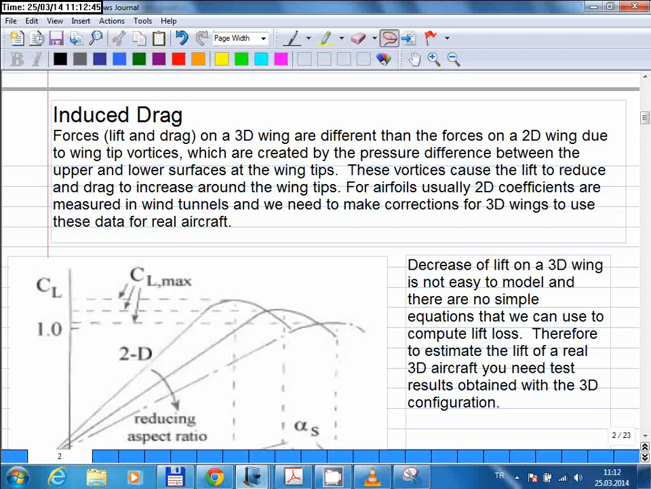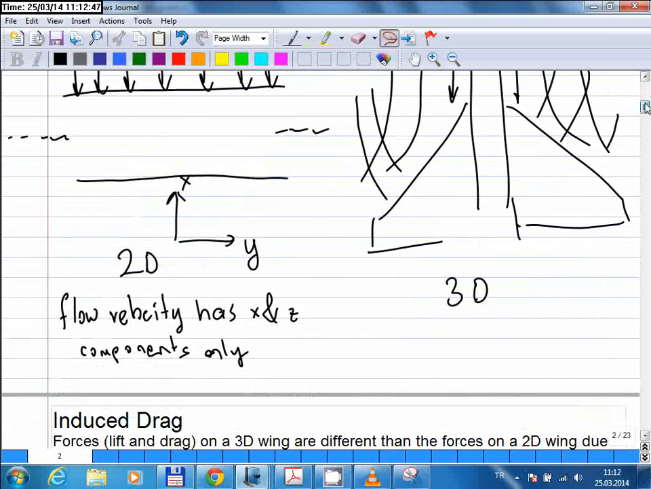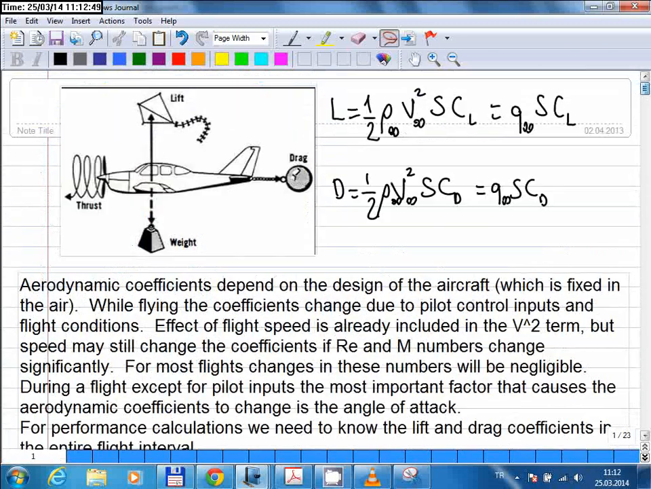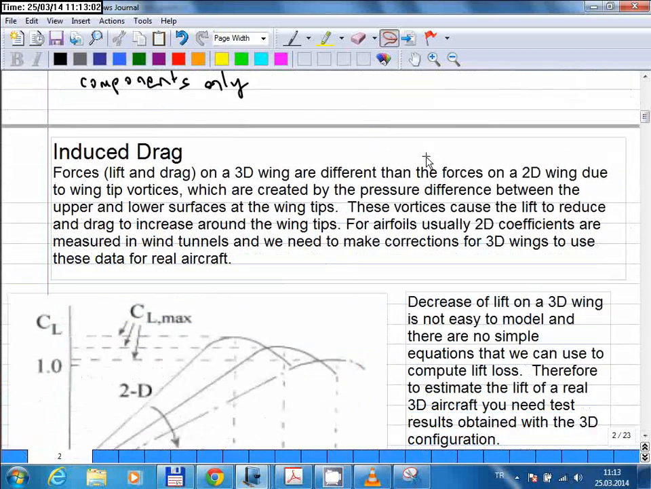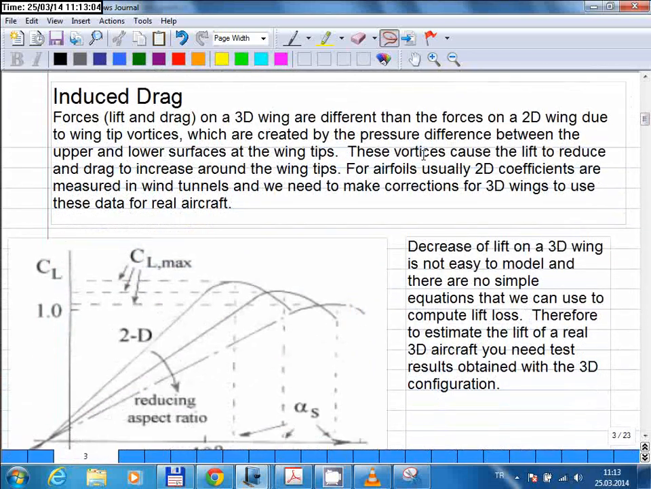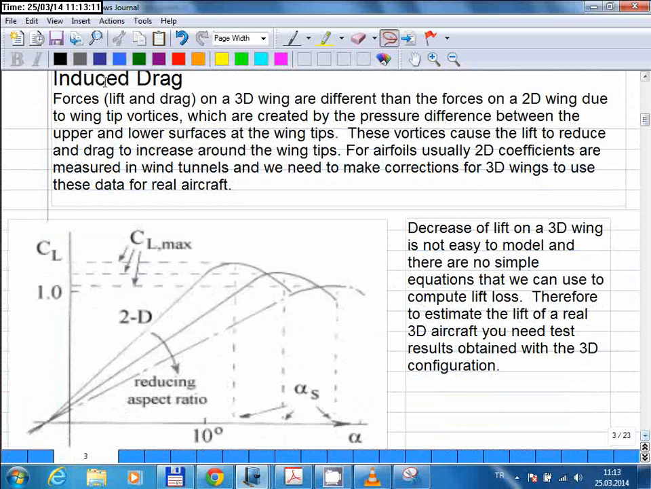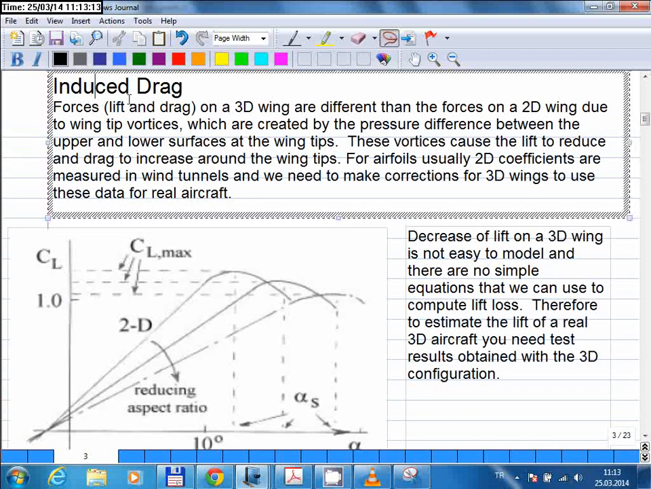Okay, so suppose that I give you an aircraft and I ask you to calculate its performance. I ask you to calculate how fast this aircraft can fly, or how long it can fly. All these things, we need to know these forces. So we need to know the values of lift and drag coefficients to be able to calculate the forces. Okay, now let's talk about this induced drag concept.